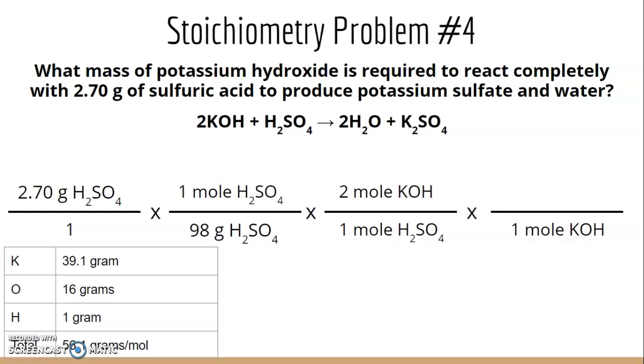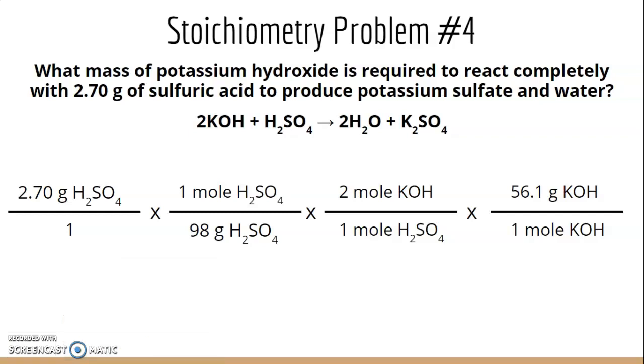So potassium has approximately a molar mass of 39.1 grams, oxygen has 16, hydrogen has approximately 1, so we have our total molar mass to be 56.1 grams per mole for potassium hydroxide. And that is the value that we're going to put in our numerator. Finally, we have reached the unit we want, the unit our problem is asking us for. So we can make sure that all of our units cancel out, and if we multiply all of that together, we get a final answer of 3.01 grams of KOH.